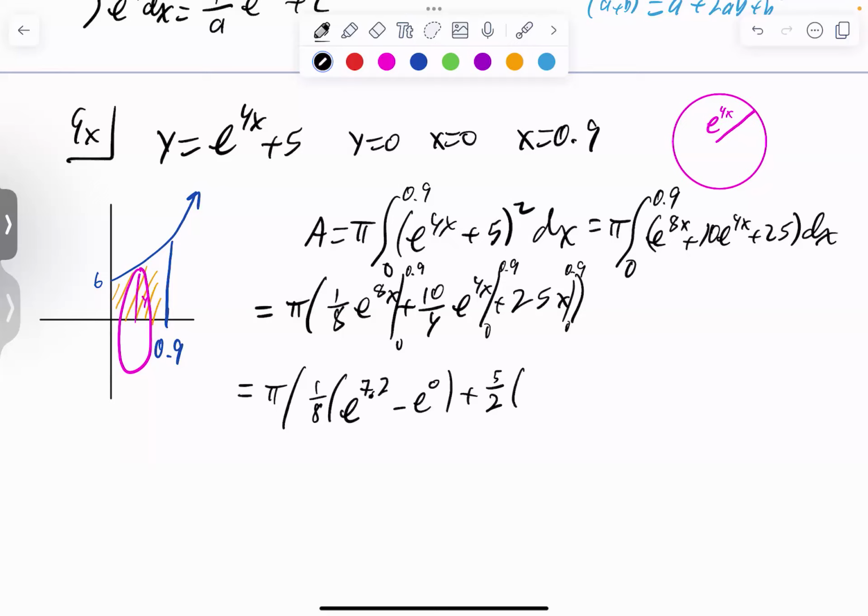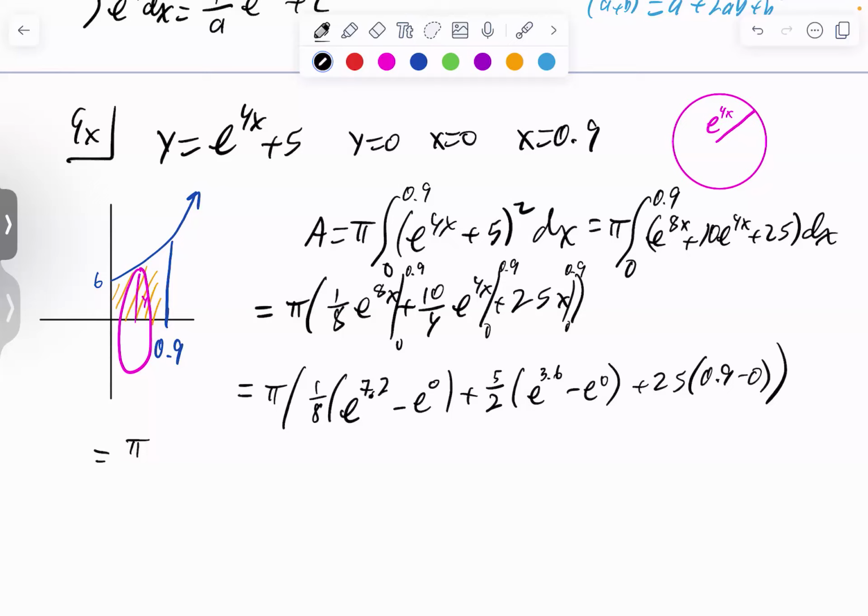And we are now at e to the 4 times 0.9, which is 3.6, minus e to the 0, which again is 1, plus 25.9 minus 0. All right, let's see what we get with all of this.